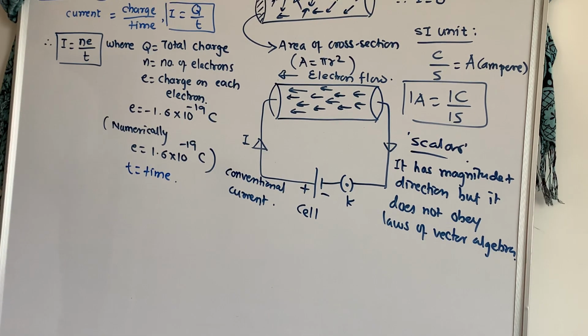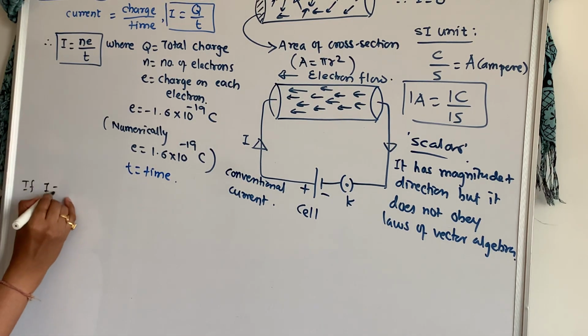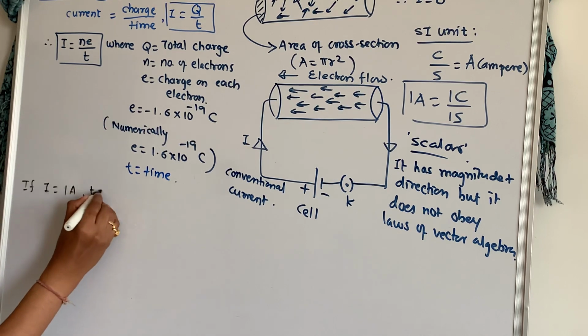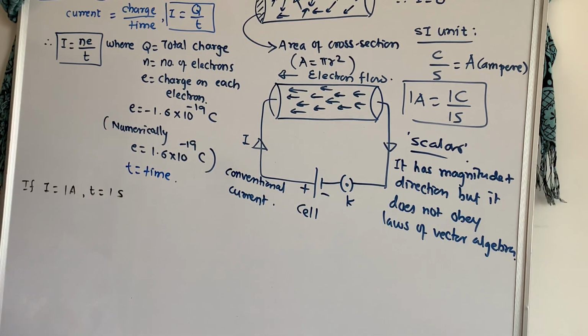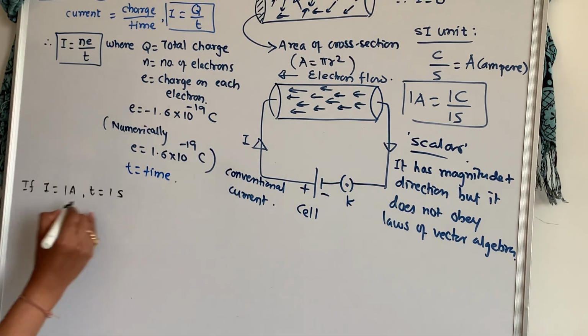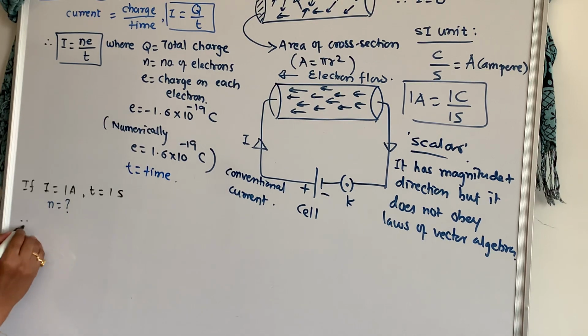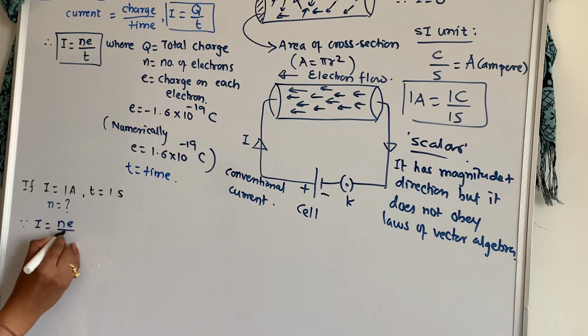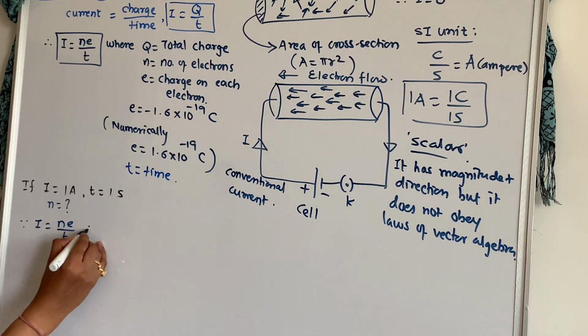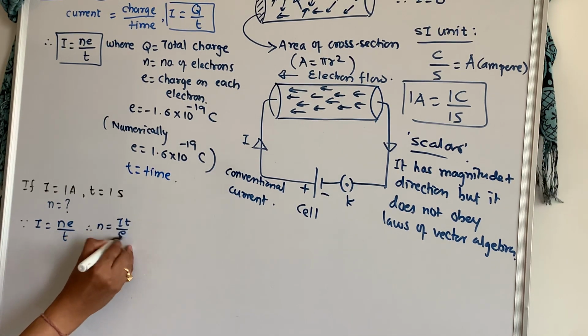Next part of this chapter: the question will be, if 1 ampere current flows through a conductor for 1 second, find the number of electrons passing through any cross section of the conductor. In this case, since I is equal to n into E upon T, I can write n is equal to I T upon E.